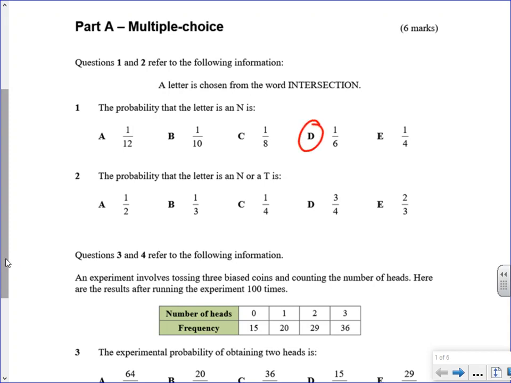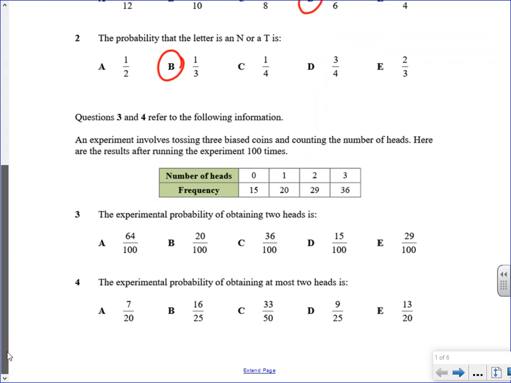Next, we have the probability that the letter is an N or a T. This means we need to count up all the N's and all the T's. So we've got 1, 2, 3, and 4. So we're counting 4 over 12. Again, 4 over 12 isn't there, but of course 4 over 12 we could simplify to be 1 over 3. Moving down to the next questions.